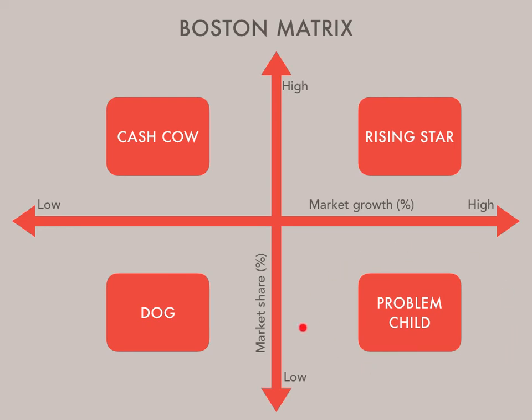Your problem childs are ones, again, that you really need to be looking at addressing, because like I said, the market is growing high, but your product hasn't got much of a market share. So you want to try and shift that problem child up into becoming a rising star. So you need to think about how you can shift up your marketing, change your marketing strategy, do something to switch that problem child so it becomes a rising star. And your dogs, you probably want to get rid of those.